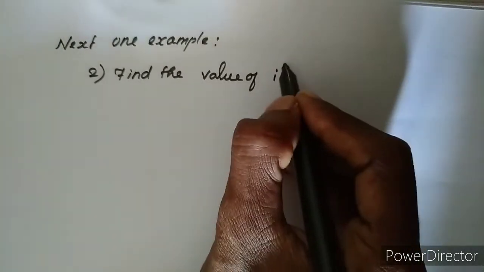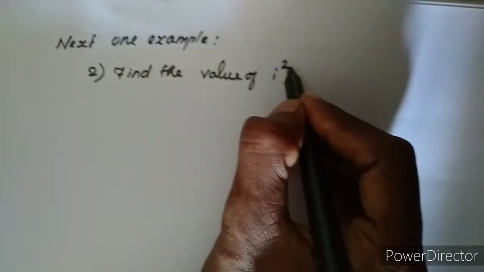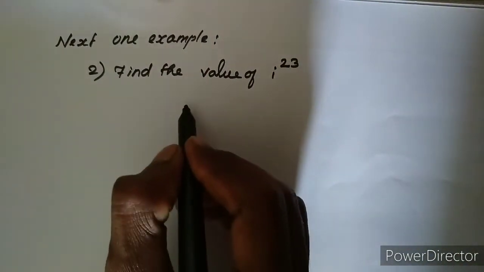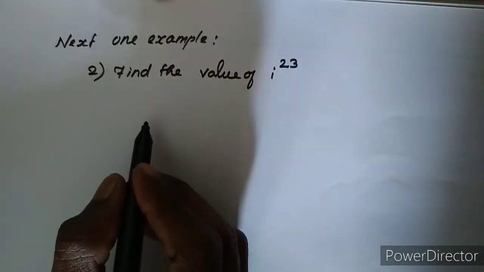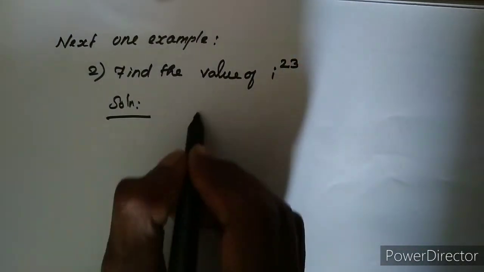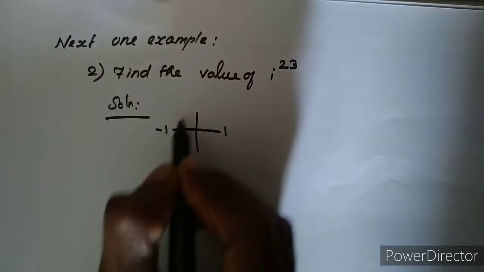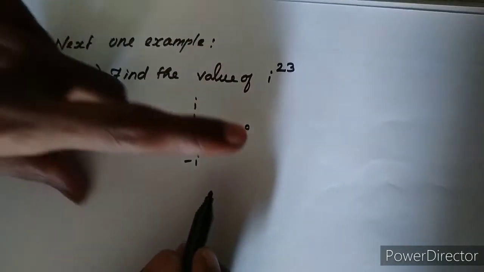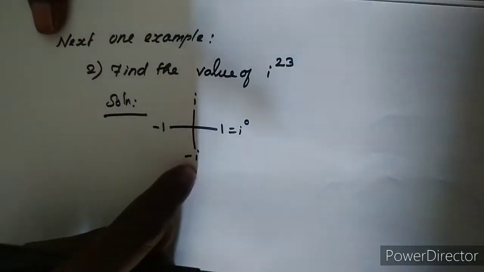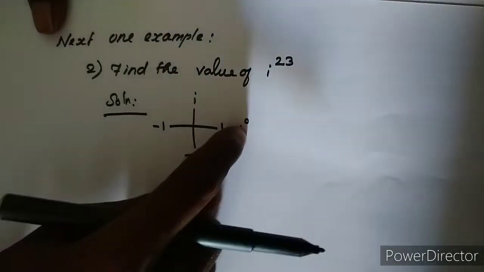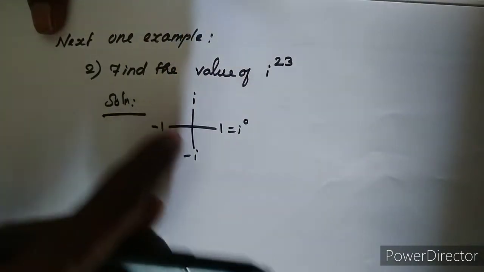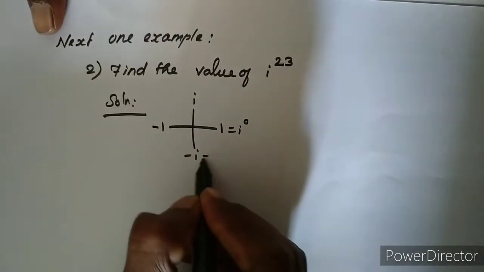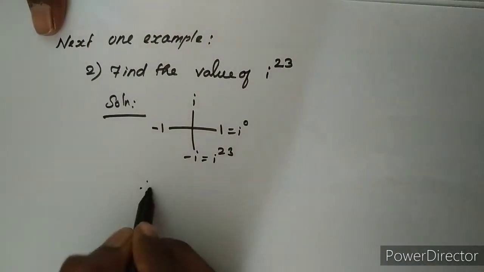Second example: find the value of i power 23. Solution. Let us use the same model. We start with i power 0, value 1. Next i power 1, i power 2, 3, 4, 5, 6, 7, 8, 9, 10, 11, 12, 13, 14, 15, 16, 17, 18, 19, 20, 21, 22, 23. So i power 23 is minus i.